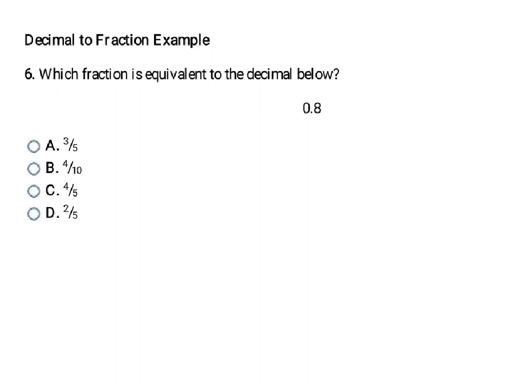This last example is how to convert a decimal to a fraction. And so for a decimal to a fraction, I look at what place value that last number is in. So this number here is in the tenths place value. So that means I'm going to put that number over 10. And so I'm going to have 8 over 10, and then I just have to reduce that. 8 over 10, they are both even numbers, so I'm going to divide both by 2. 8 divided by 2 is 4, and 10 divided by 2 is 5, and 4 over 5, I can't reduce that anymore, so that's going to be my final answer, C.